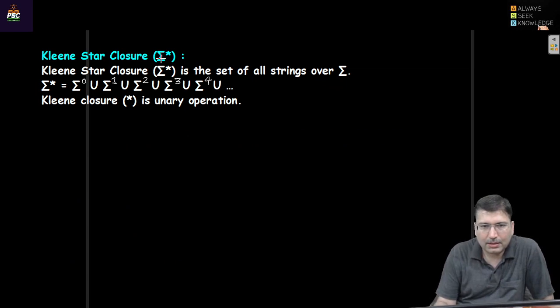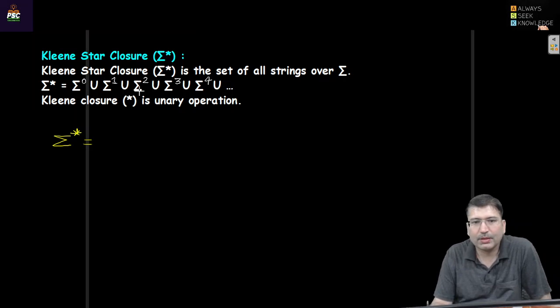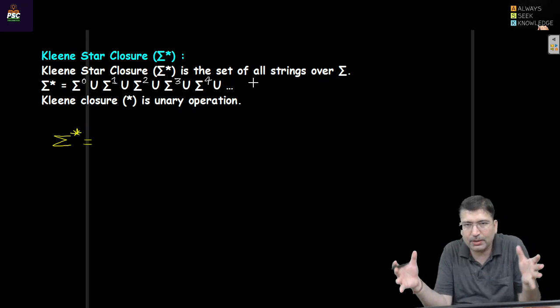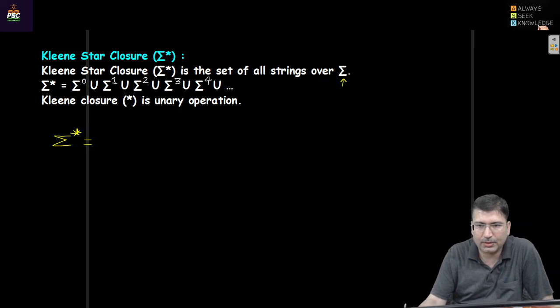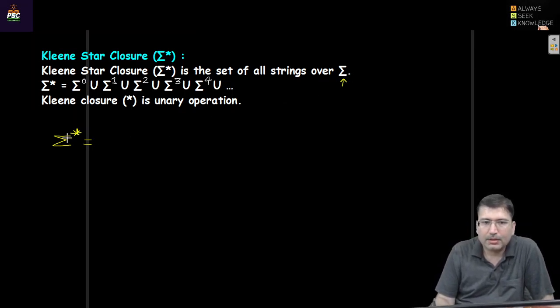Then Kleene star closure. Any alphabet is given, which is represented by sigma. If I put this star as a power here, that means it is the union of 0 length strings, that is epsilon, then 1 length, then 2 length, then 3 length, then 4 length, and so on till infinite length. So every possible string which can be generated over an alphabet sigma is written as the Kleene star closure.